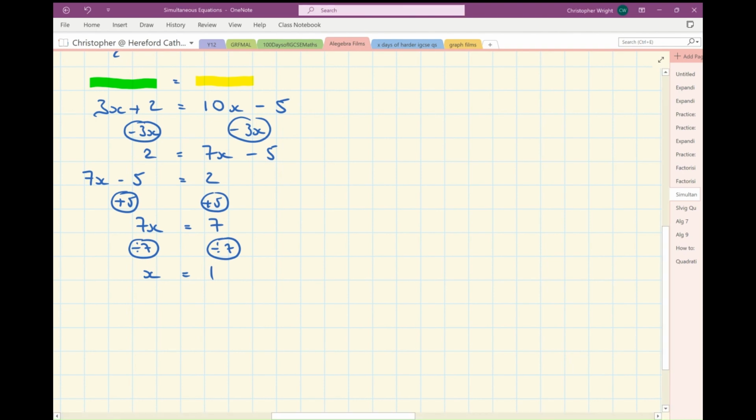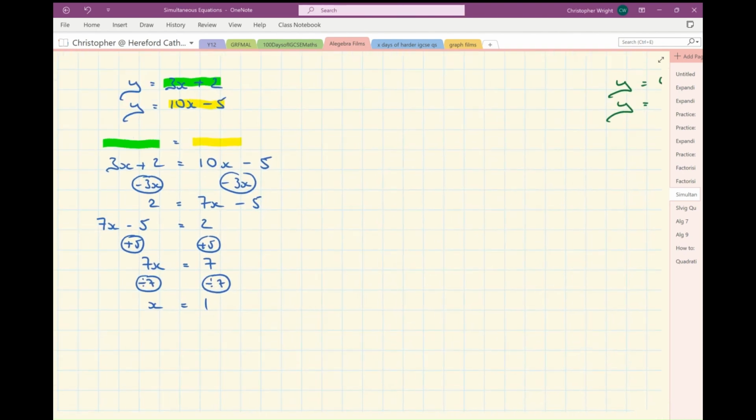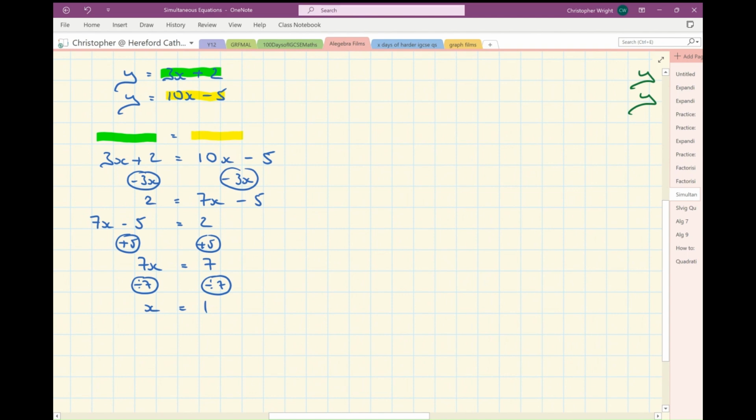It's just a question of how do I find y. Well, you've got two equations up there to help you find y. I'm going to use equation 1 first. Equation 1 says that y is 3x plus 2, and I've just found out that x is 1. So if x equals 1, then y must be not 3 times x, but 3 times 1, because x is 1. Plus 2, so y would be 5.